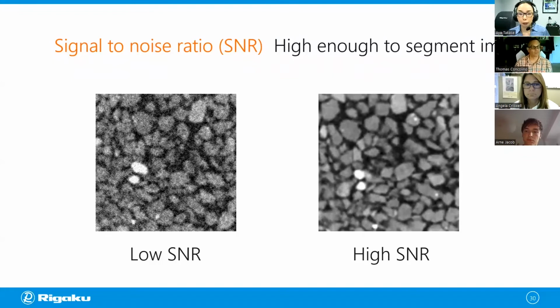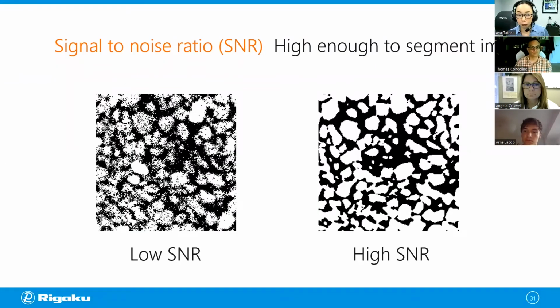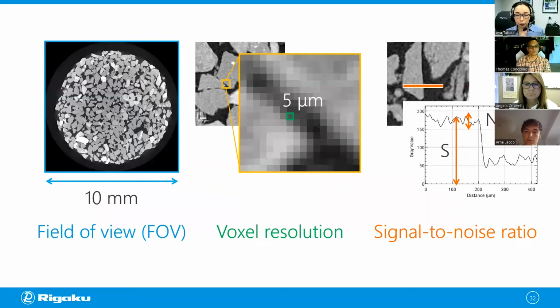If you simply apply binarization to those two images, you get results that look like these. This is not a very clean segmentation, and the problem is the noise level is too high, or SNR is too low. This one looks clean, meaning that it has a high enough signal to noise ratio. Okay, so those are the 3 parameters or image properties we need to pay attention to.